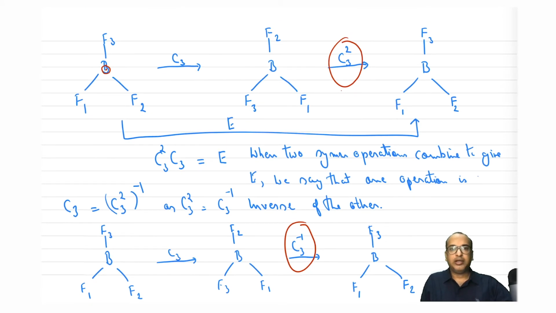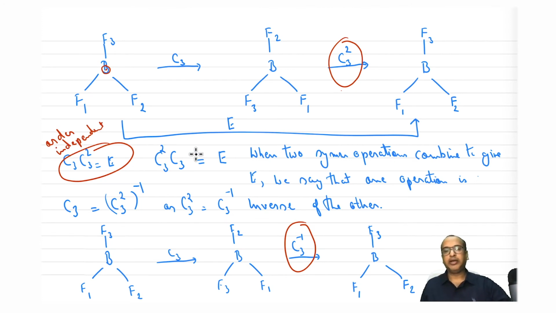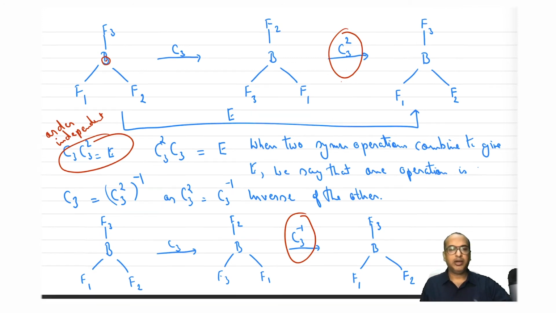But okay, so now let's also see a case where the symmetry operations do not commute. Actually, let me go back. The order does not matter. So we can say that C3 and C3 square, if you do it, then also it will be equal to E. So order independent. Because they are combining to give E, the order would not matter here. But if they don't combine to give E, the order will matter and it may or may not commute.